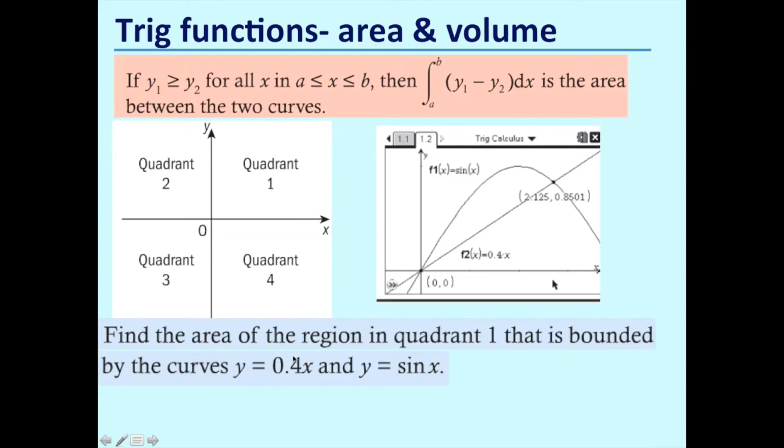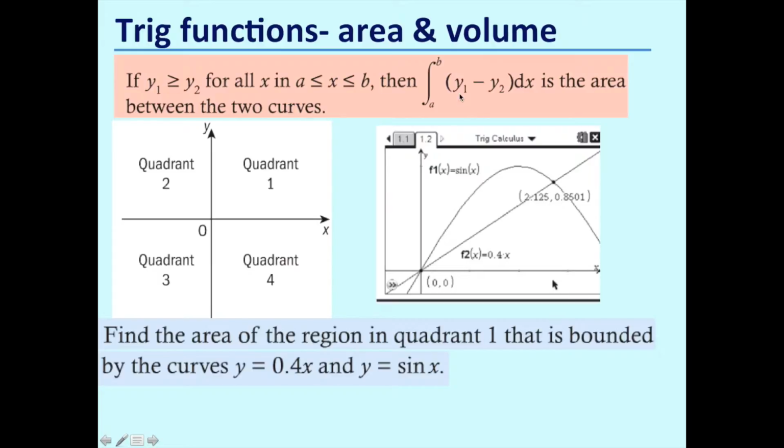So here, the first thing you're going to do is take your calculator and plot both of these graphs. We can see in this instance that y1, or the larger curve, is sine x, and the smaller curve is 0.4x. So your y1 is sine x, your y2 is 0.4x, and we can use our analyze graph, find the intersect tool to find the intersection here.